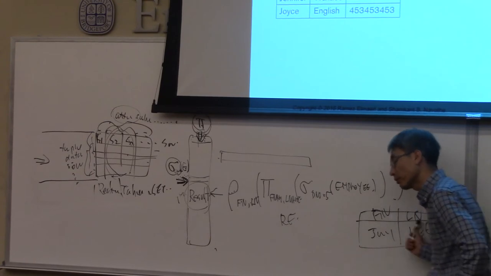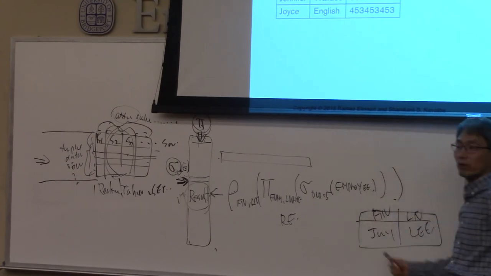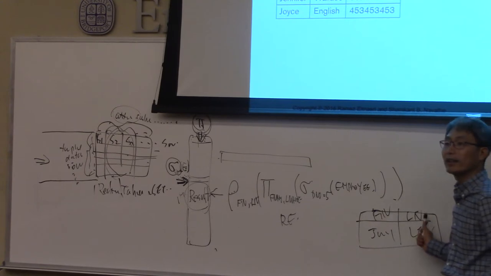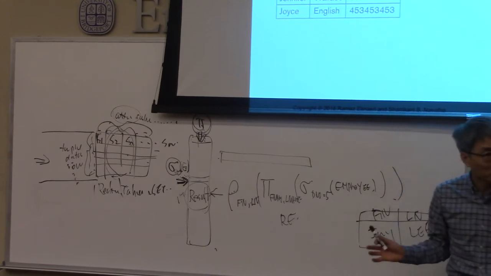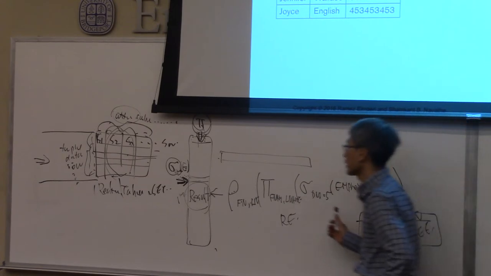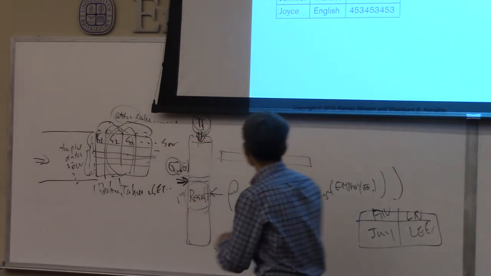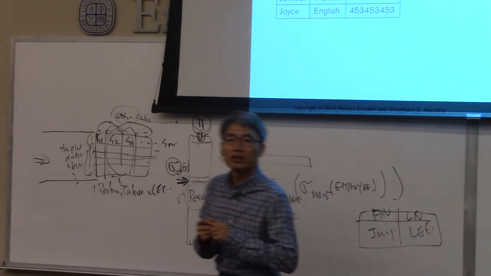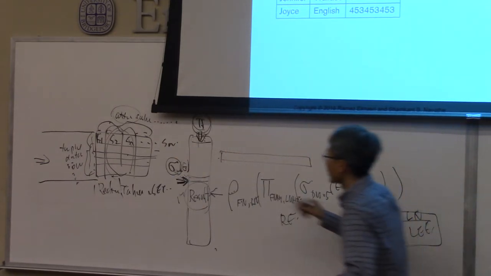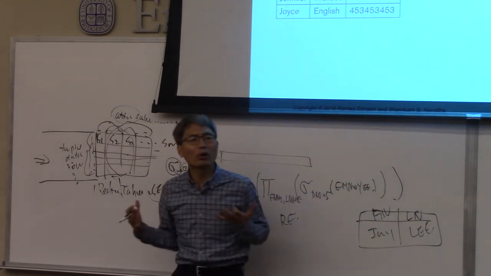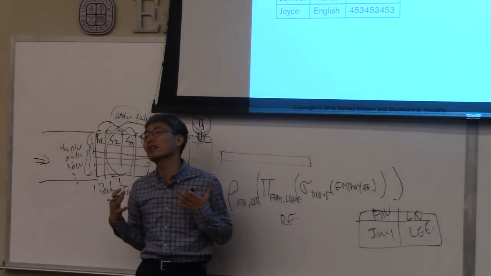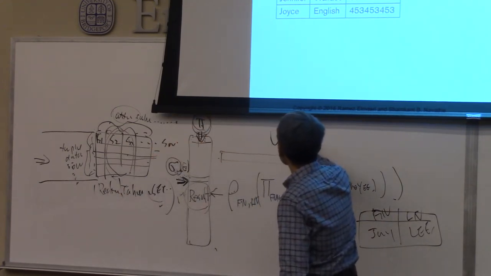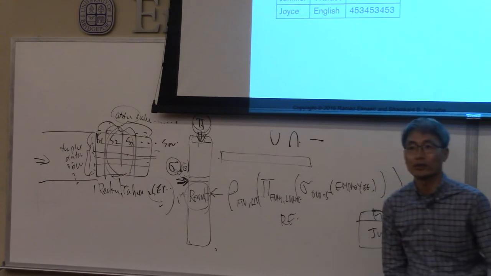Since the output of a relational algebra expression is also a relation, it should be unique. Any duplicate data will be removed. That is what we discussed. Plus, because this is a set, we get all the benefits of set operations, like union, intersection, and minus.